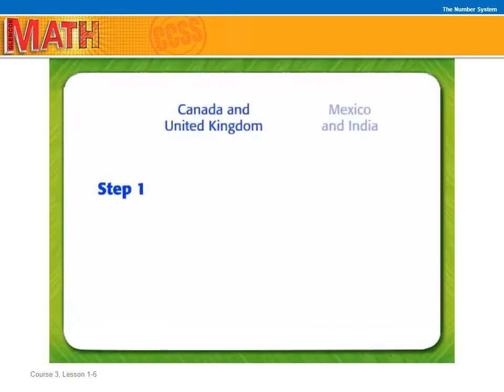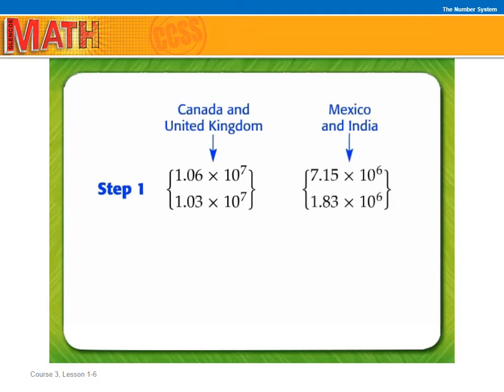First, we'll group countries together based on their exponent. Canada and the United Kingdom both have exponents of 10 to the 7th power. That's 10 million. Mexico and India have exponents of 10 to the 6th power. That's 1 million. Since the exponent for Canada and the United Kingdom is greater, tourists from Canada and the United Kingdom both spent more money than tourists from Mexico and India.